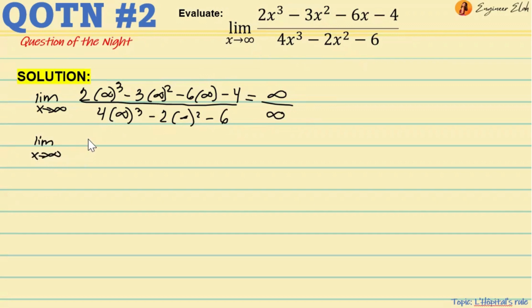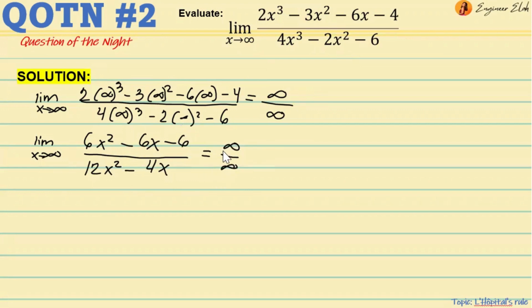So this will be derivative of 2x cubed is 6x squared minus 6x minus 6. Yung denominator naman, the derivative of 4x cubed is 12x squared minus yung derivative nito is 4x. Alright? So, kapag in-evaluate mo, obviously, magiging infinity over infinity lang din siya. Kasi parang ganito lang din siya. So, as you can see, indeterminate pa rin siya. So, kapag ganito na indeterminate pa rin, you just continue to differentiate the function. So, let's try again.